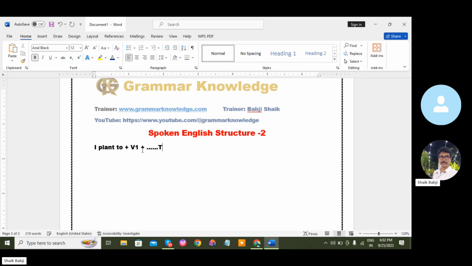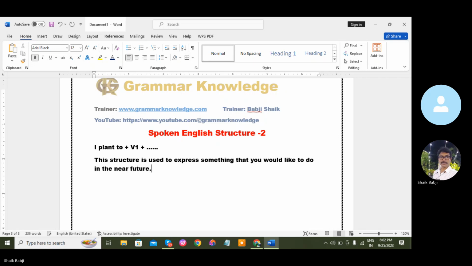This structure is used to express something that you would like to do in the near future. This structure is used to express that you would like to do in the near future.